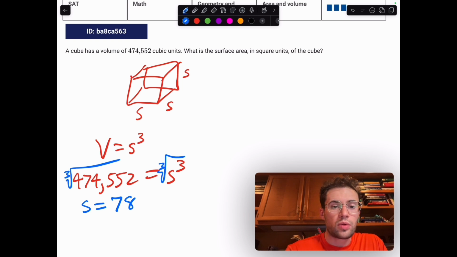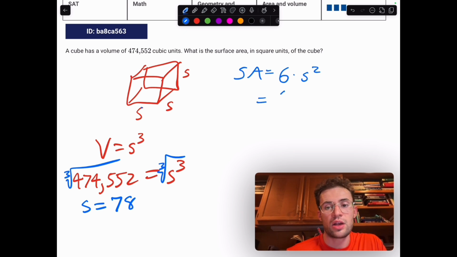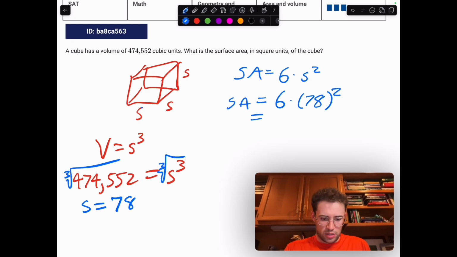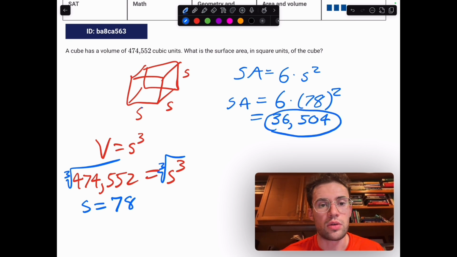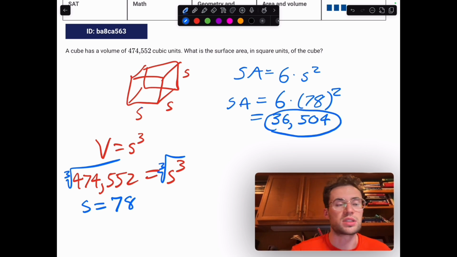Well, for a cube, there are 6 faces that are all the same. All of the faces are a square that's side times side. So if you want to find the surface area of a cube specifically, you can just do 6 times the side squared. And in this case, we just found that the side is 78. So it's going to be 6 times 78 squared. I'm abbreviating surface area there. Let's see, 78 squared times 6 gives us 36,504. And if you're doing units, it would be units squared. You don't need to write units in for the SAT though.